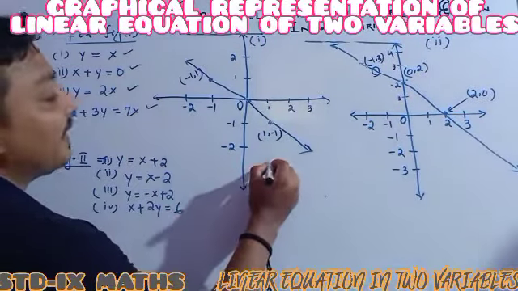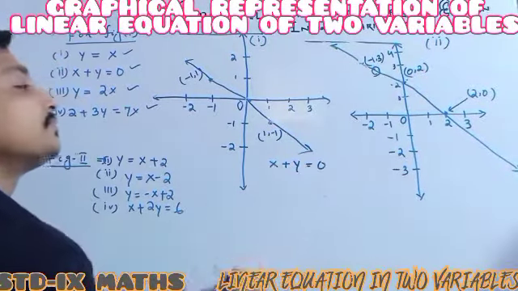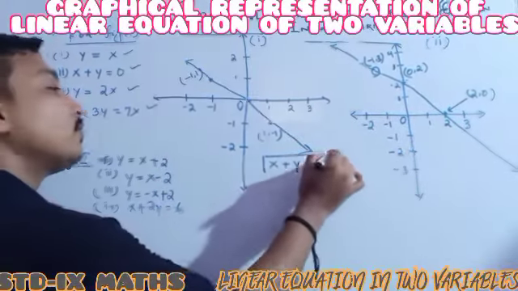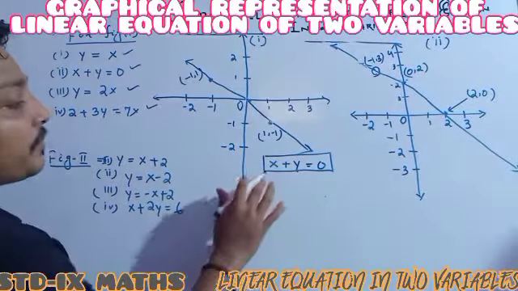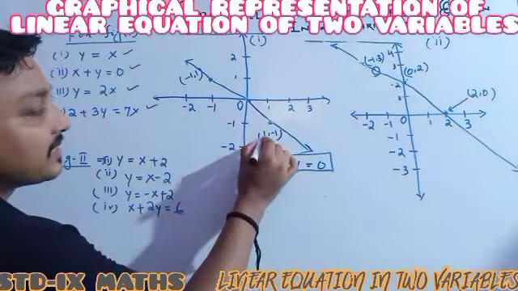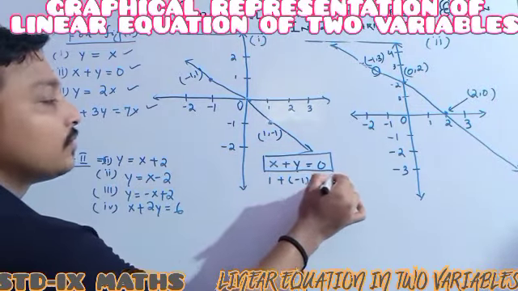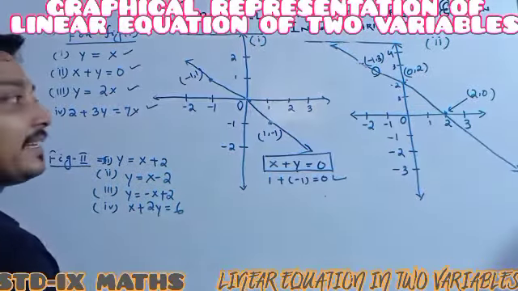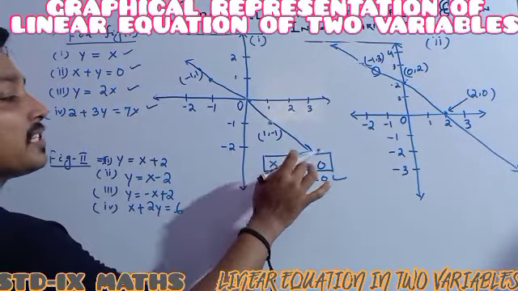See, for the second one it is given x plus y is equal to 0. This is a linear equation in two variables. First we have to check whether this point is a solution. x means 1, y means minus 1. x plus y is equal to 0. Yes, the first point satisfies this equation.